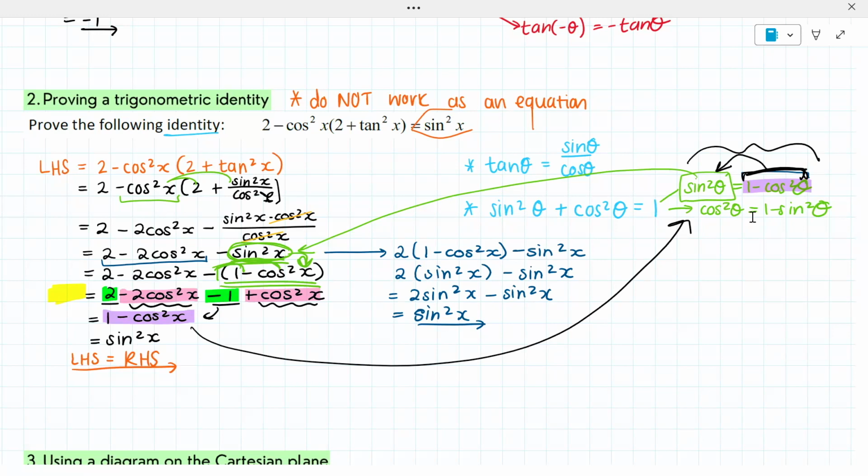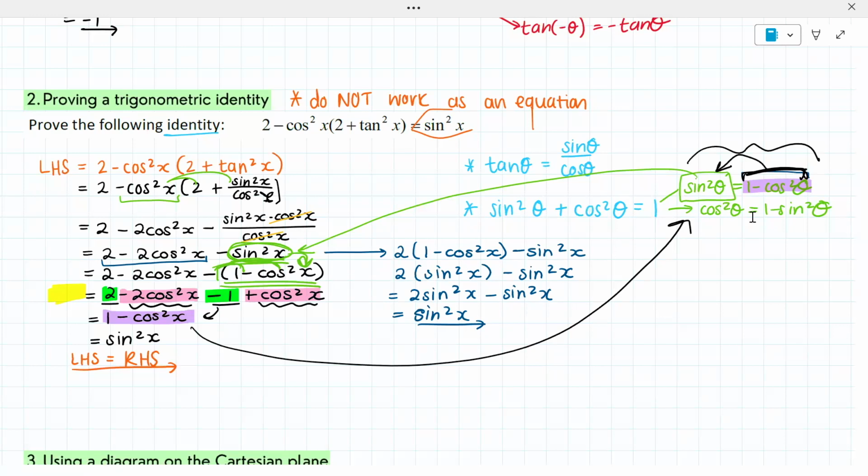So my advice: always change tan. And then when it comes to the other stuff, always look back to what you're working towards. And keep in mind, I have to get a sine squared x. What identities involve sine squared x? Do I have those terms in the expression that I'm working with to get it to where I need to be?